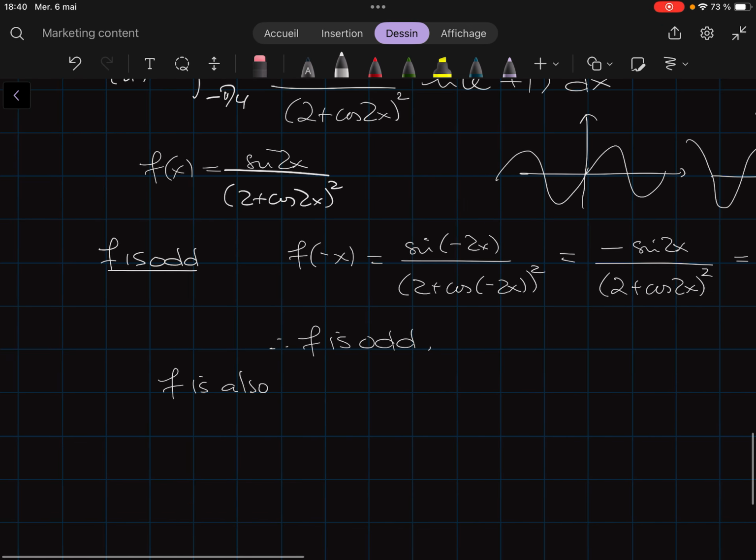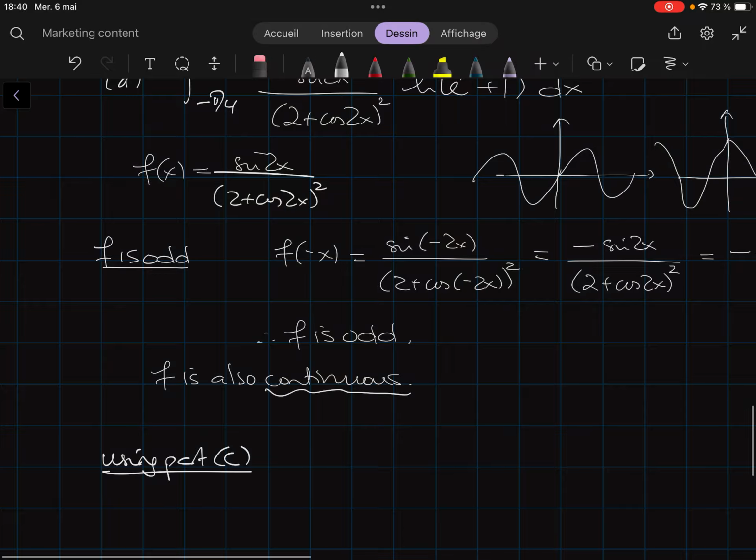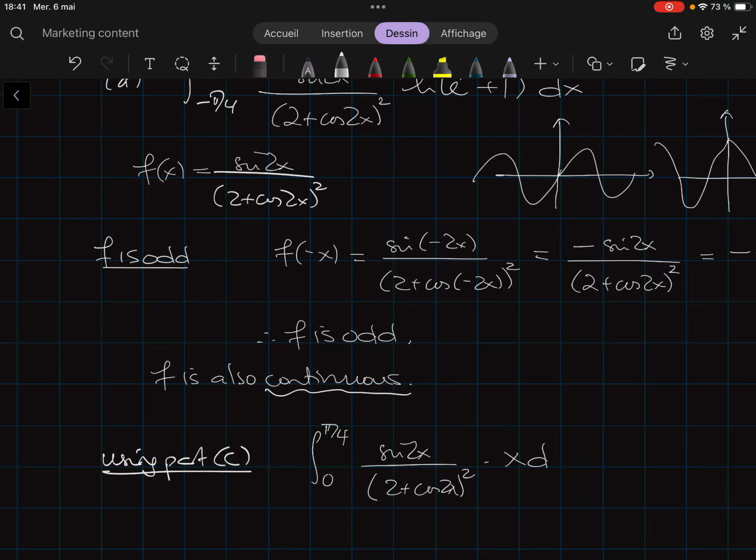F is also continuous because 2 plus cos of 2x can never be 0. You don't need to prove it explicitly, but I think it would suffice to mention that it is continuous. Therefore, we can use part C. Using part C, we arrived at the integral from 0 to pi by 4 of sine of 2x divided by this guy squared times x dx.